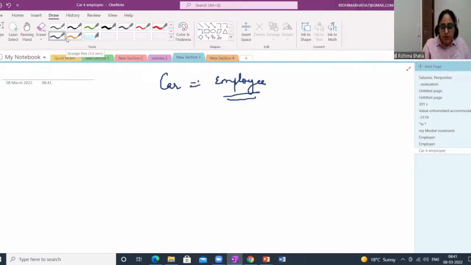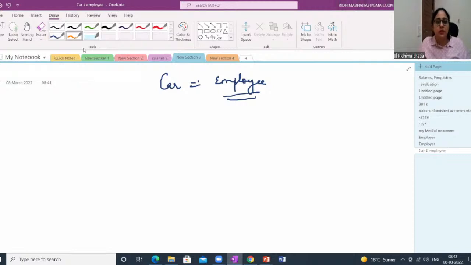First, the employee is using the car for official purpose. भाई, is there any perquisite? No. कोई benefit नहीं है. Your own personal car, you are using it for office purpose. There is no question of perquisite, right? Because there is no benefit provided to you.